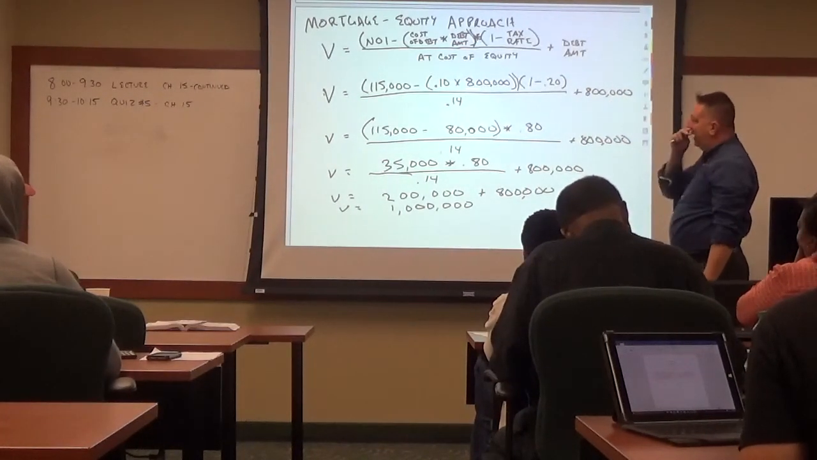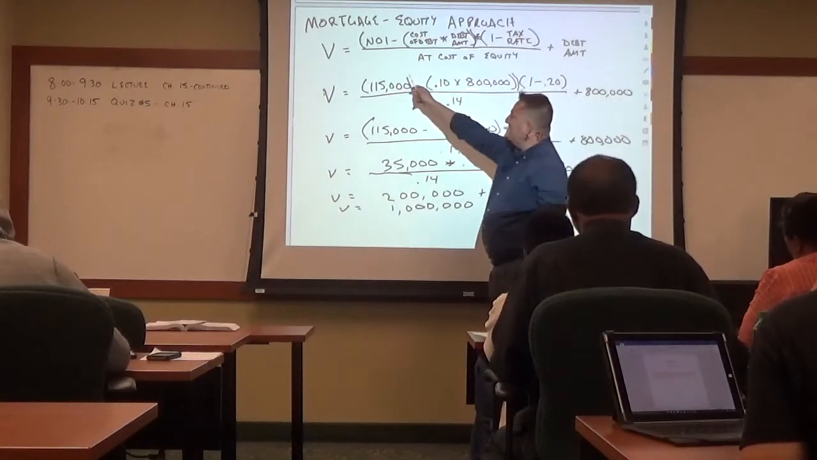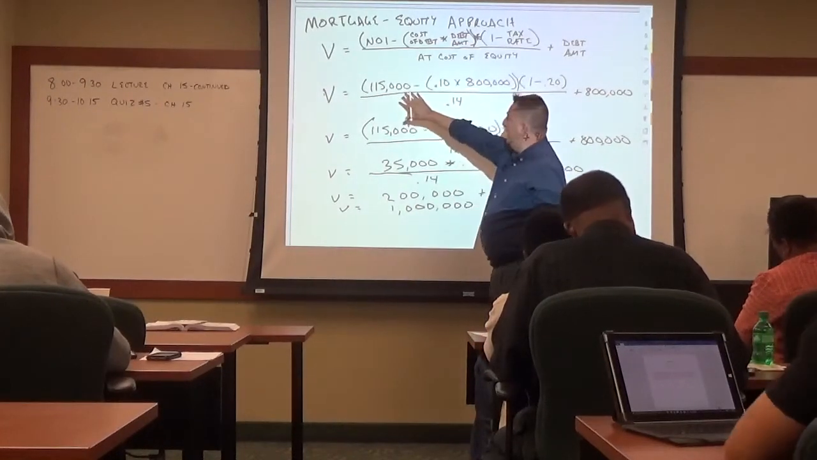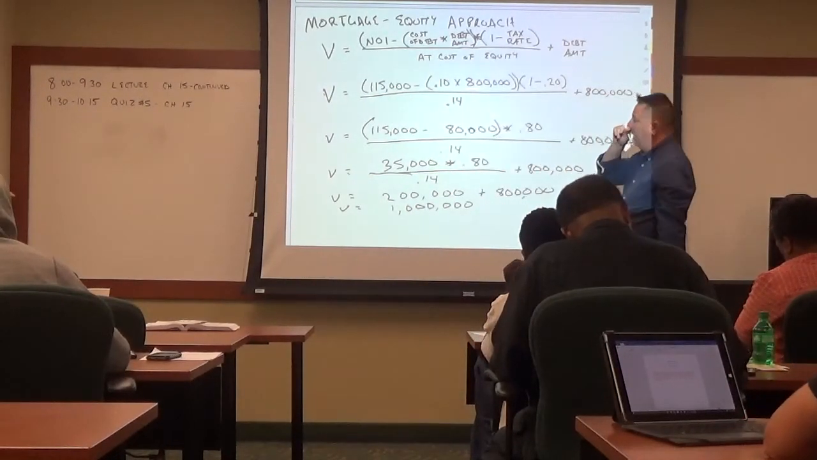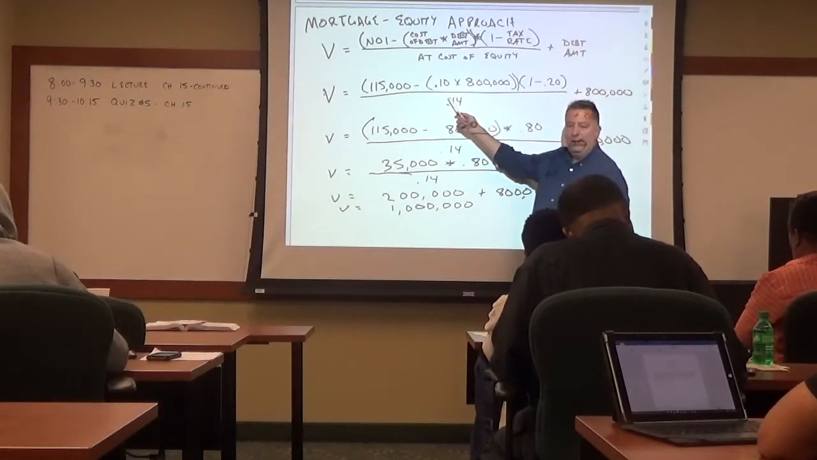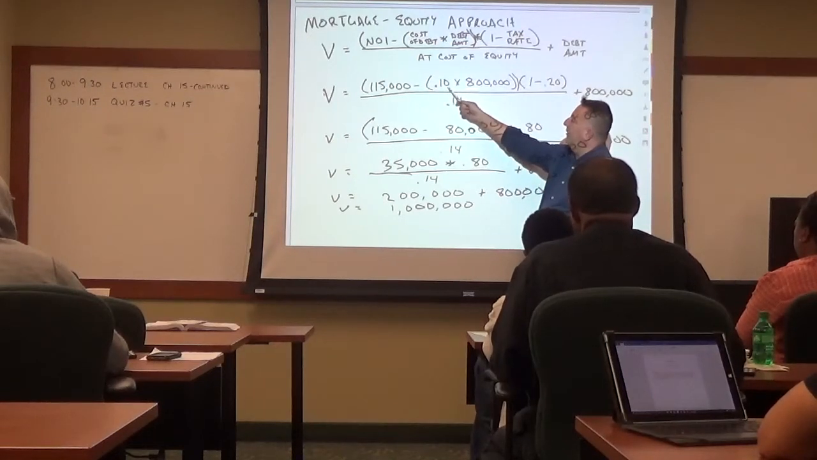Okay, so in this case, what we have with this particular project is a net operating income, which obviously we're all familiar with what that is, of $115,000. Then we have a cost of debt, or our interest rate, on a before-tax basis of 10%.